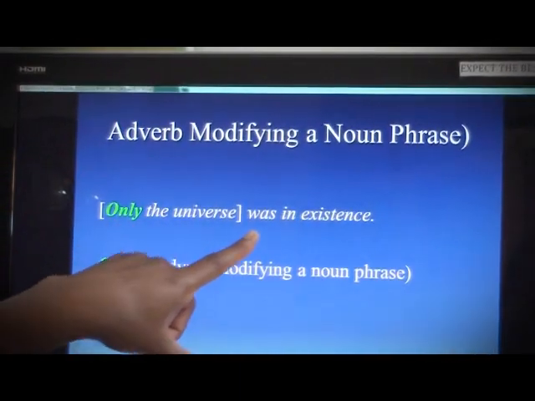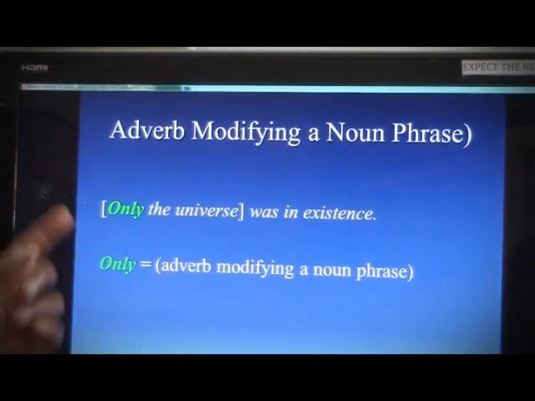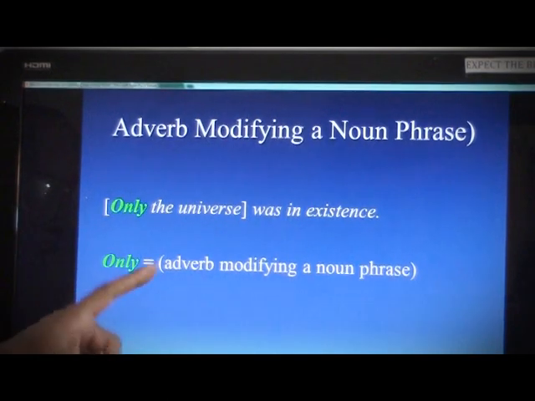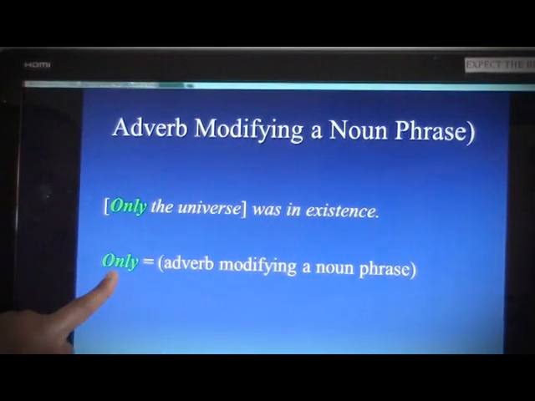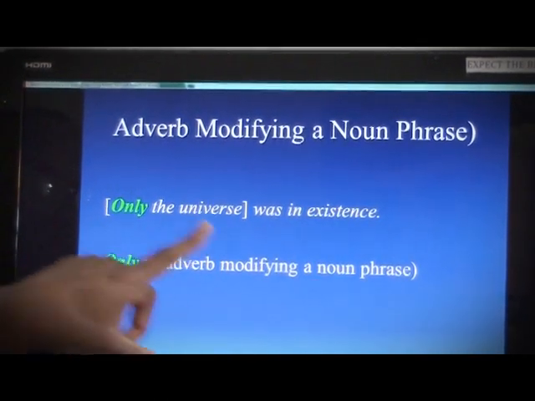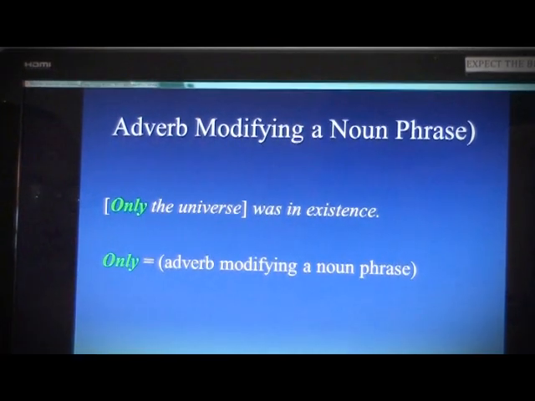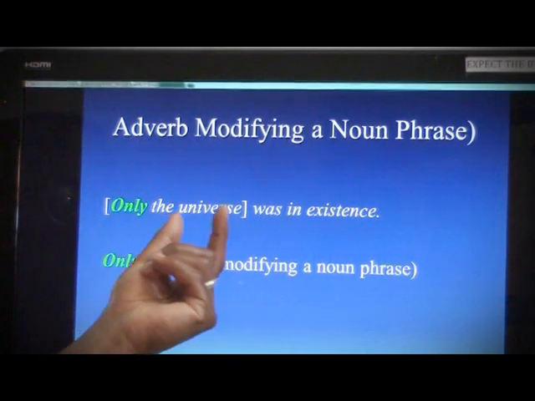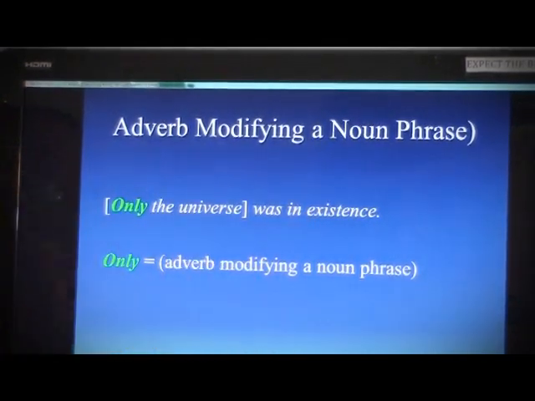Only the universe was in existence. The word only is an adverb modifying a noun phrase. An adverb modifying a noun. Only the universe was in existence. All right. So using this to modify the universe. Okay. And that's what was in existence.